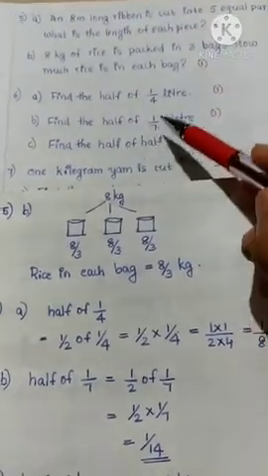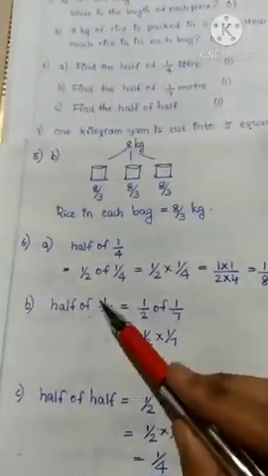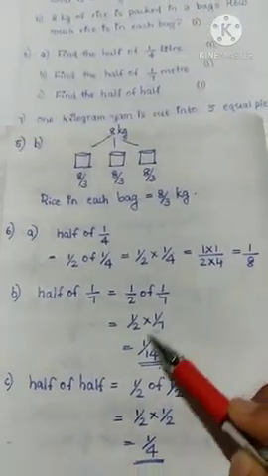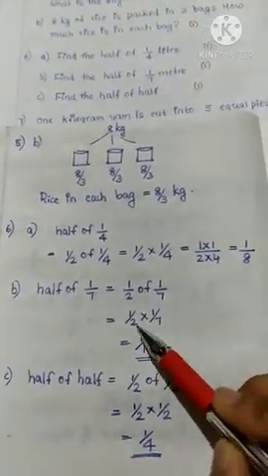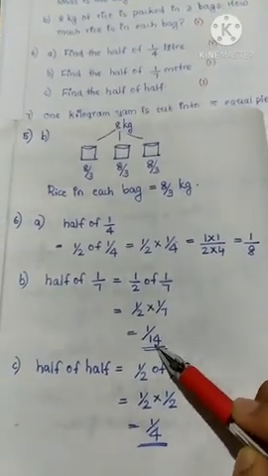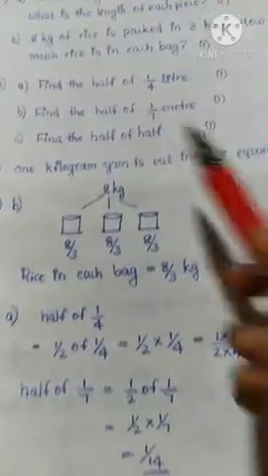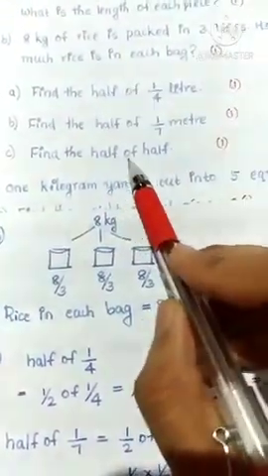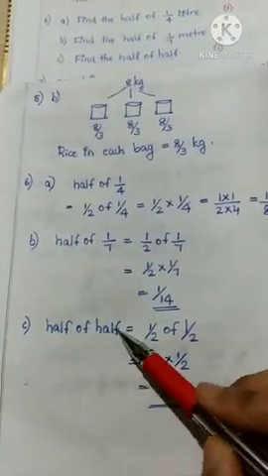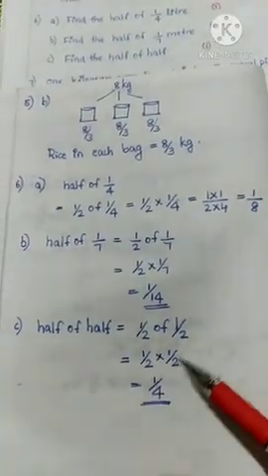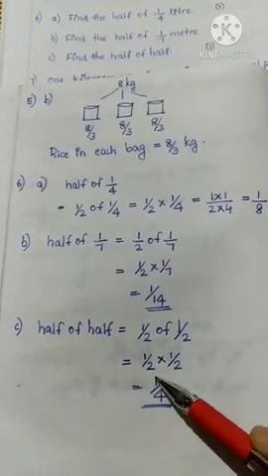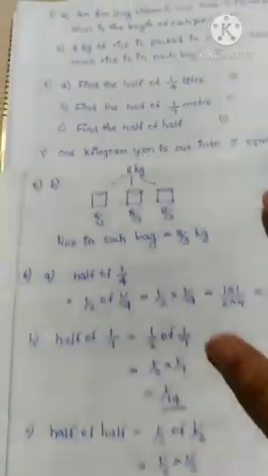Then half of 1 by 7 meter. Half of 1 by 7 means half into 1 by 7. Half into 7 is equal to how much? 1 into 1 is 1. 2 sevens are 14. So the answer is 1 by 14. Then find the half of half. So half of half means what? Half into half. Half into half is equal to 1 into 1, 1. 2 twos are 4. So 1 by 4 is the answer.